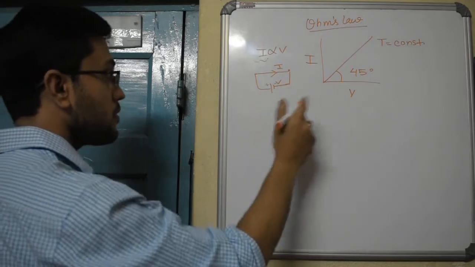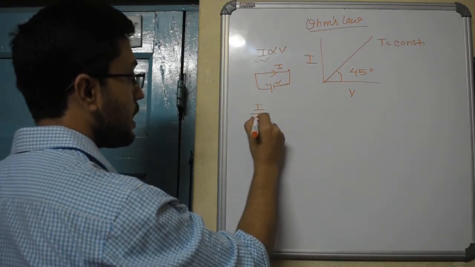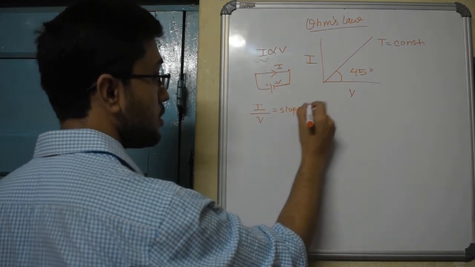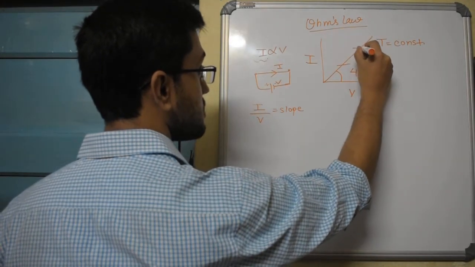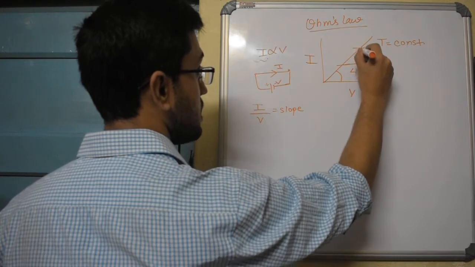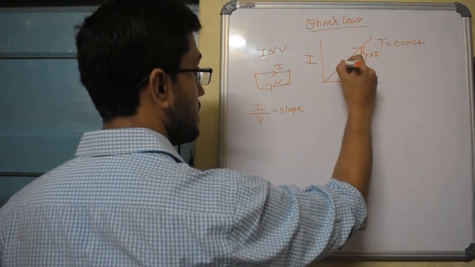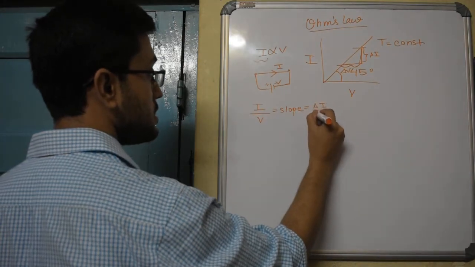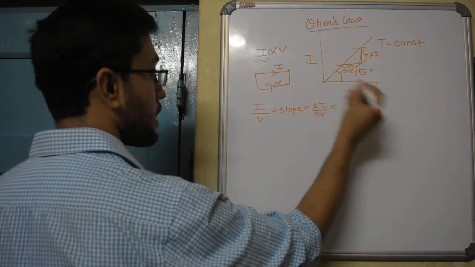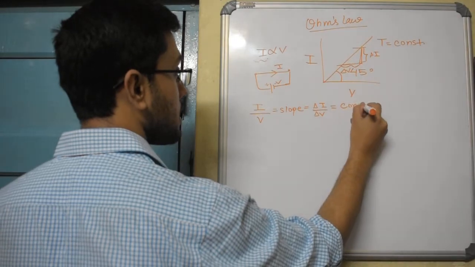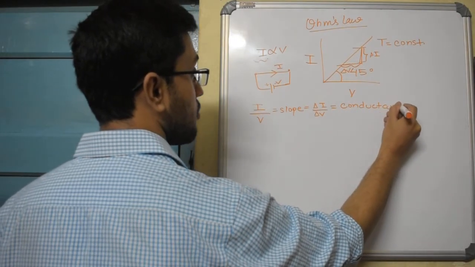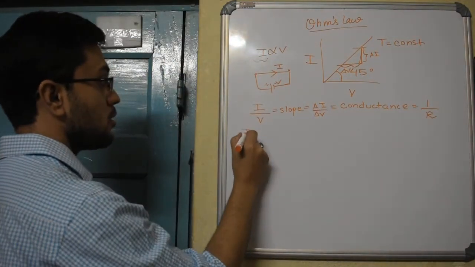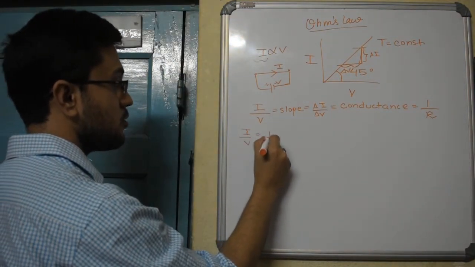Now graphically, when these experiments were done, I by V gave us a slope. How do we find slopes? We consider 2 points in this triangle, and this is my delta I and this is my delta V. So slope is change in I by change in V. This slope came out to be what is known as conductance. And what is conductance? It is equal to 1 by resistance. So I by V is equal to 1 by resistance.